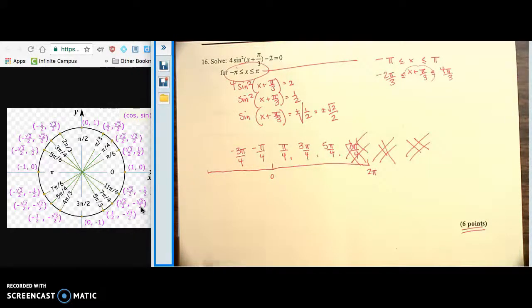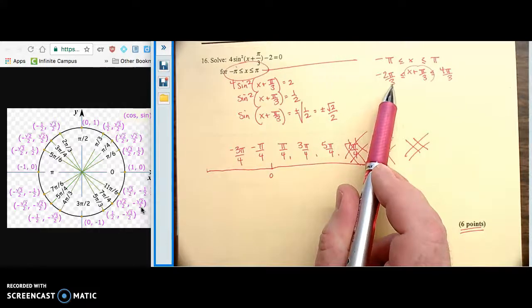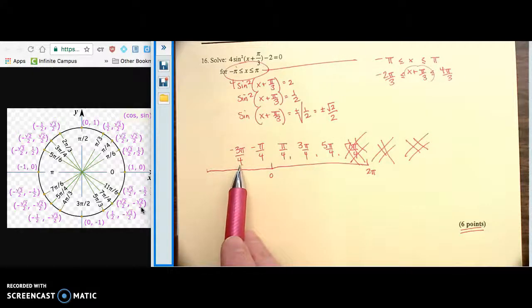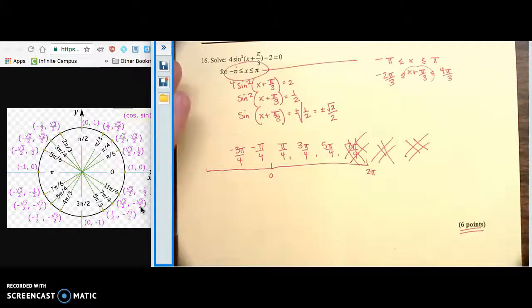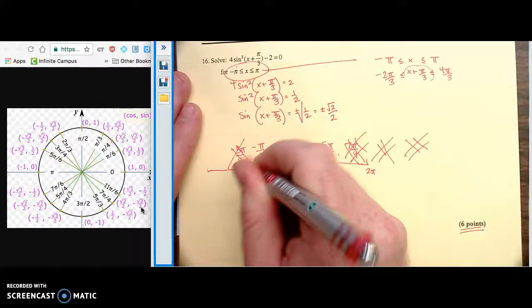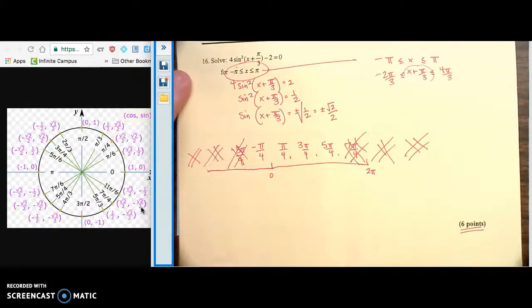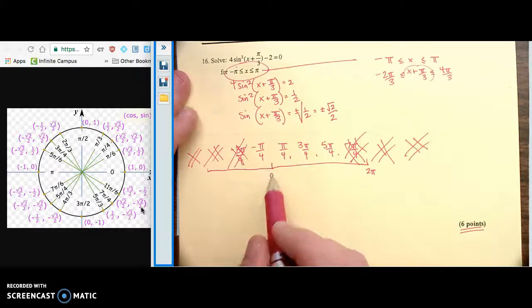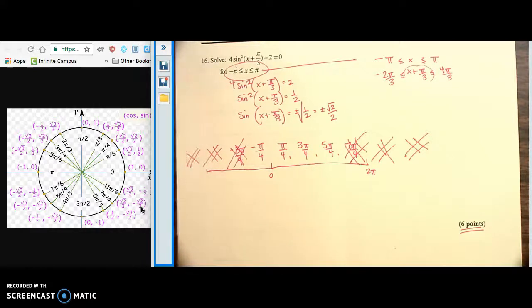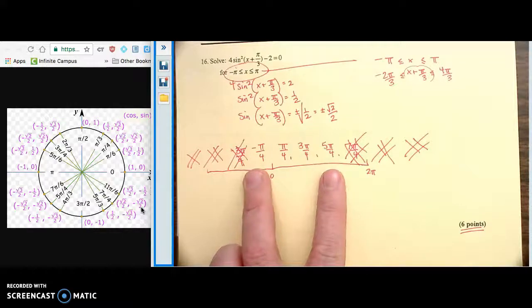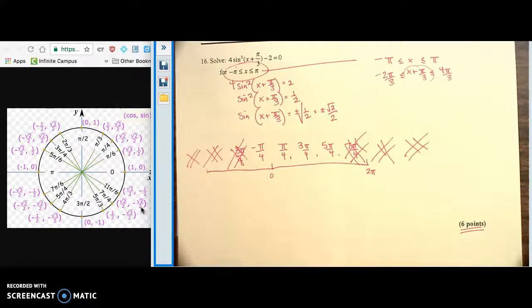Oh, and I was just paying attention to the lower limit here. Negative 3 pi over 4 is already lower than negative 2 pi over 3. So I've already found a number that's lower than my lower bound, so I don't have to worry about checking anything lower than that. So it looks like the only solutions that are going to end up appearing in this problem are going to be modifications of those 4 values of x plus pi over 3.